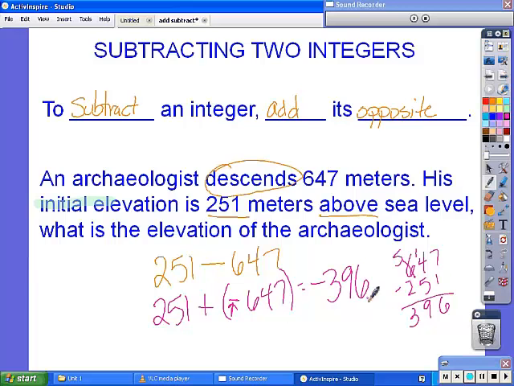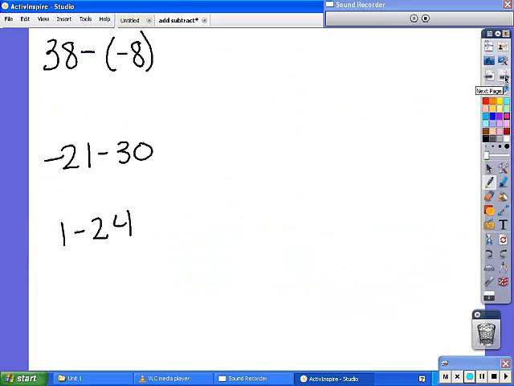All right, pause it and try the next 3 on your own. When you're done, unpause it and see how you did. 38 minus negative 8. We remember add the opposite, so it's really saying 38 plus 8, 46. Negative 21 minus 30, add the opposite. So negative 21 plus negative 30, negative 51. 1 minus 24, add the opposite, and negative 23. If you got any of those wrong, please make sure you raise your hand and ask for help.